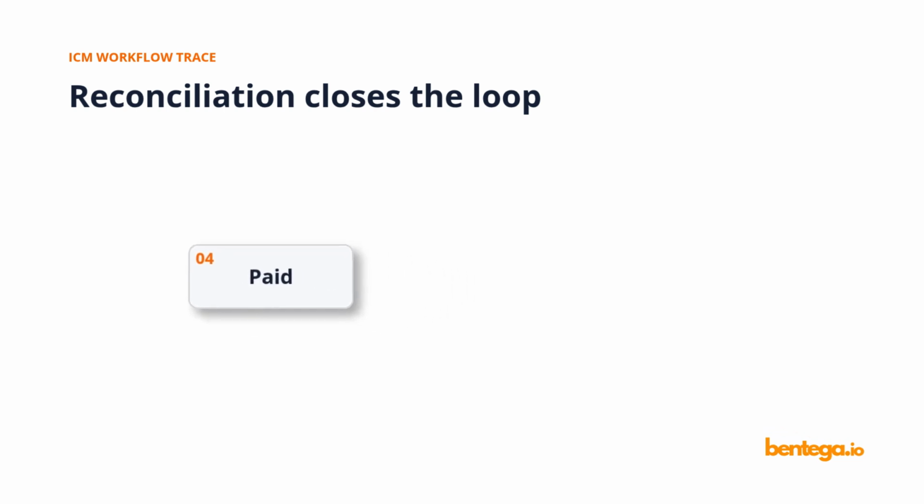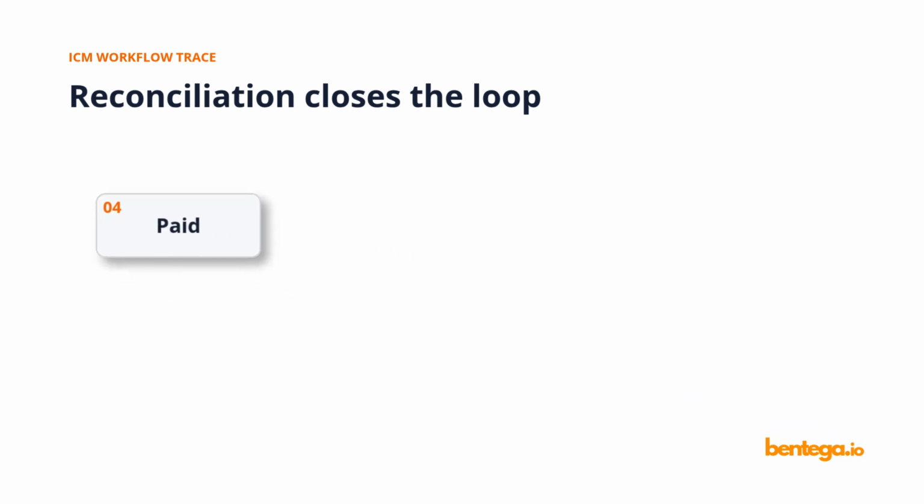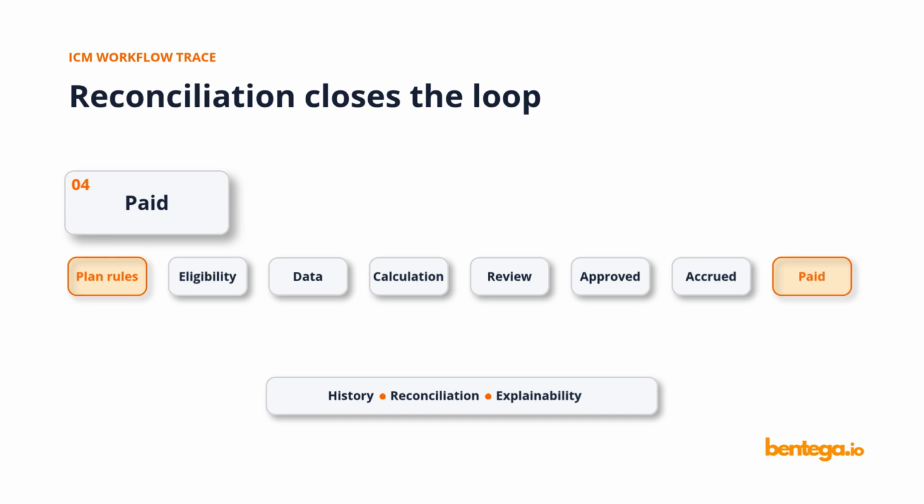The final control is reconciliation. Can a settled amount be traced back to what was approved and outstanding? Can the approved result be traced back through review, calculation, performance data, eligibility and the applicable plan rules? If the answer depends on separate spreadsheets, approval messages or one person's memory, the process is difficult to govern and explain.